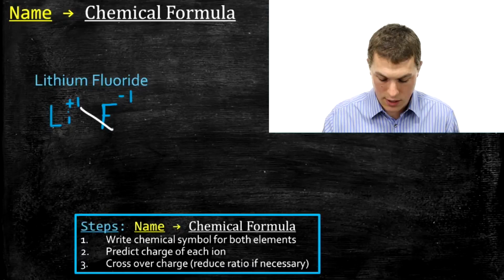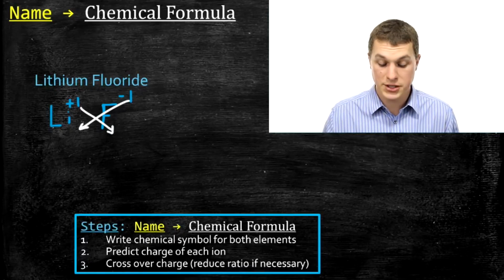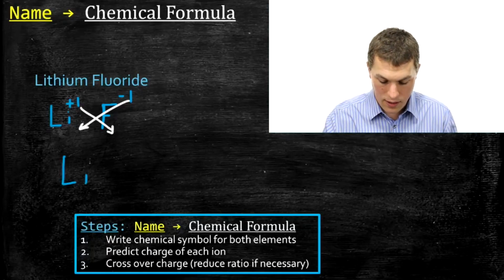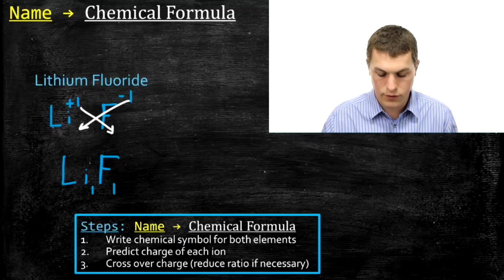So I'm going to take this 1 and put it down there, and I'm going to take this 1 and put it down there. That's going to make sure the lithium fluoride is balanced. So we have Li, or neutral I should say, F, and we have a 1 for lithium and a 1 for the fluorine.